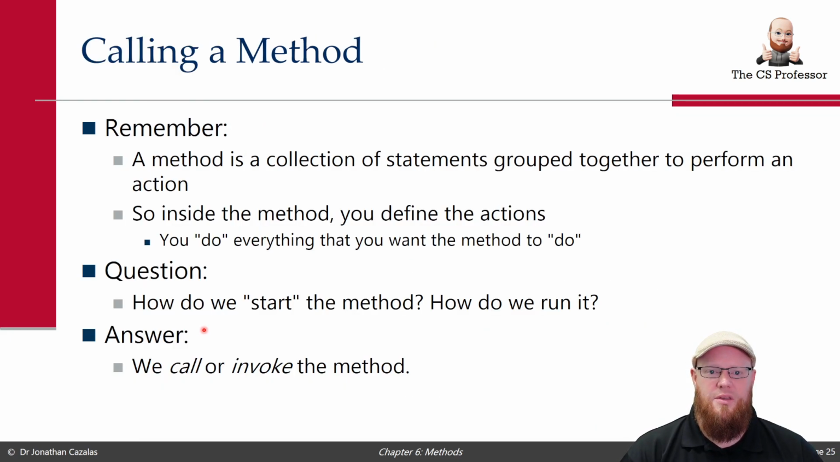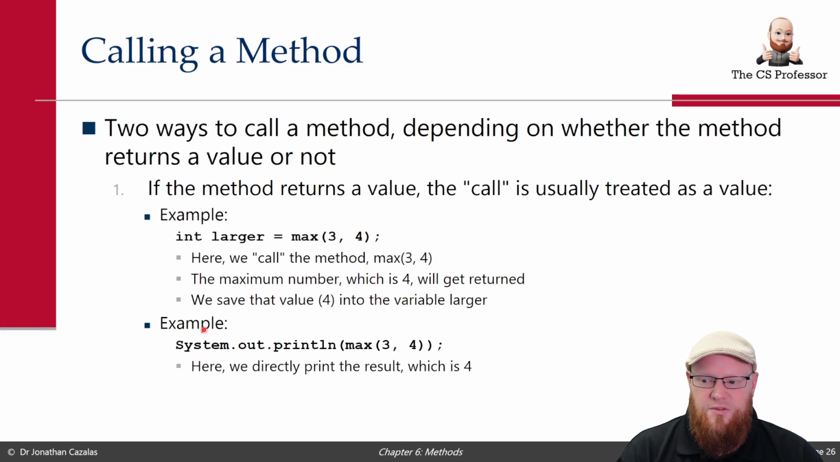How do we call the method? We have to invoke it. We have to type it into your program. How do we start a method? We have to call it, or we have to invoke it. And how do you normally call a method? Well, it usually depends on whether or not that method is returning a value. And this is the same in any language. So if a method is returning a value, normally we'll call that method in one of the following ways.